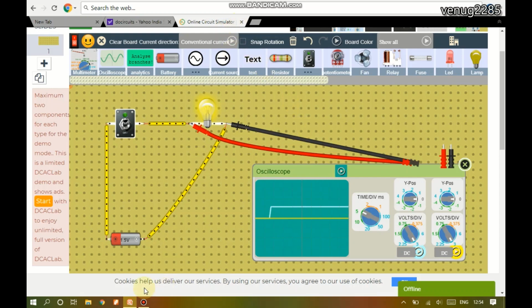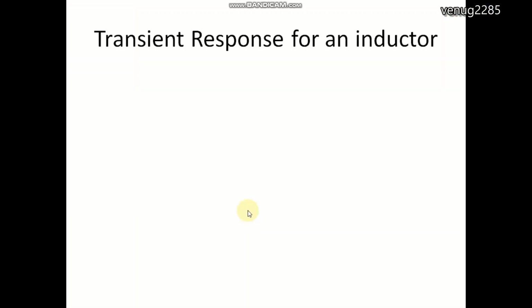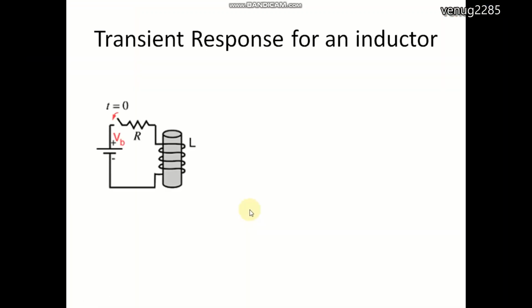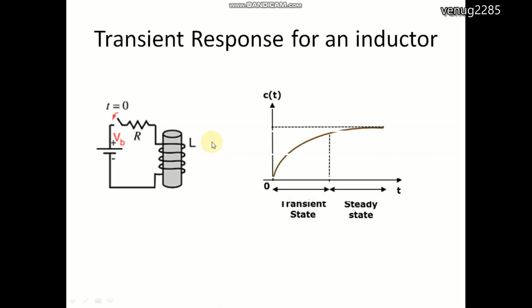Now coming back to the circuit, the transient response of an inductor. The inductor is connected to a battery through a switch and it produces a response which is an increasing function, because the inductor opposes a change in flux or a change in current. It has to magnetize itself and then it produces a magnetic pulse. So there will be a lagging, that's why it is an increasing function.